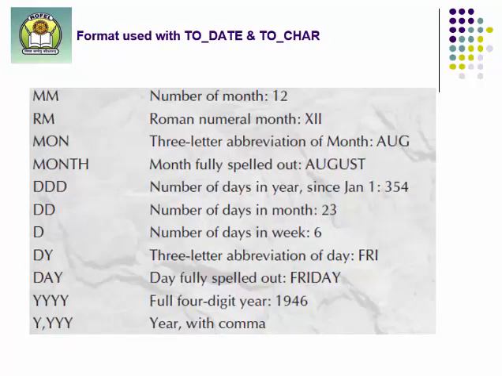Now, the format string used with to_date and to_char, in both situations you can use the same format string. It is a number for month, and RM, that is the Roman numeral for the month.